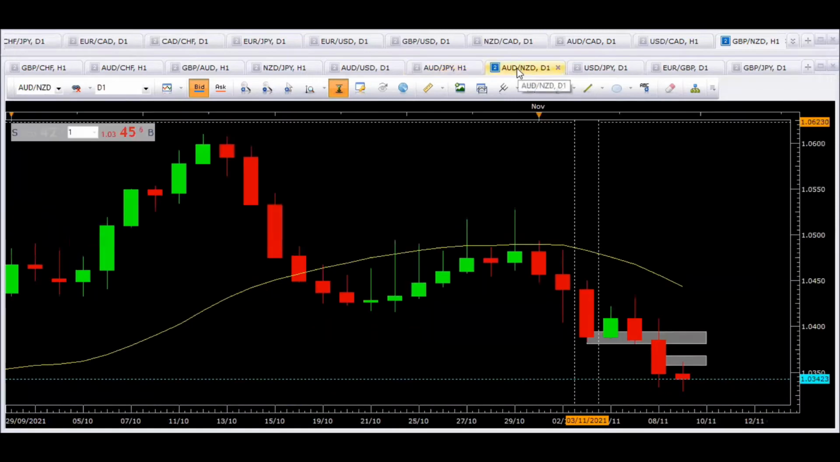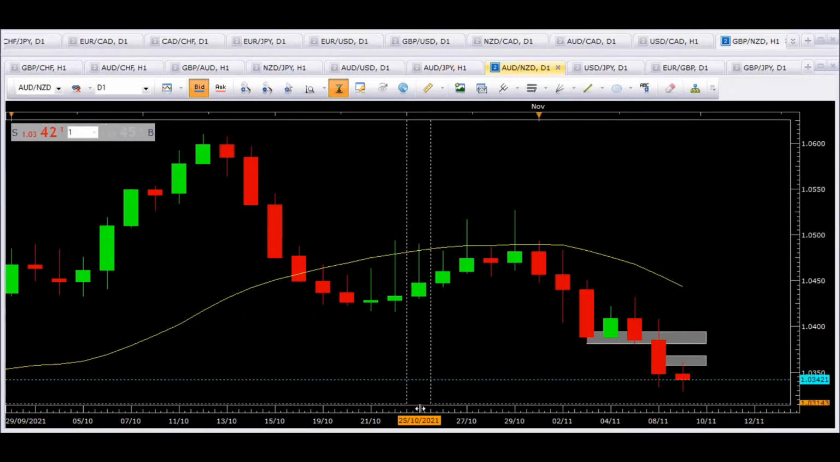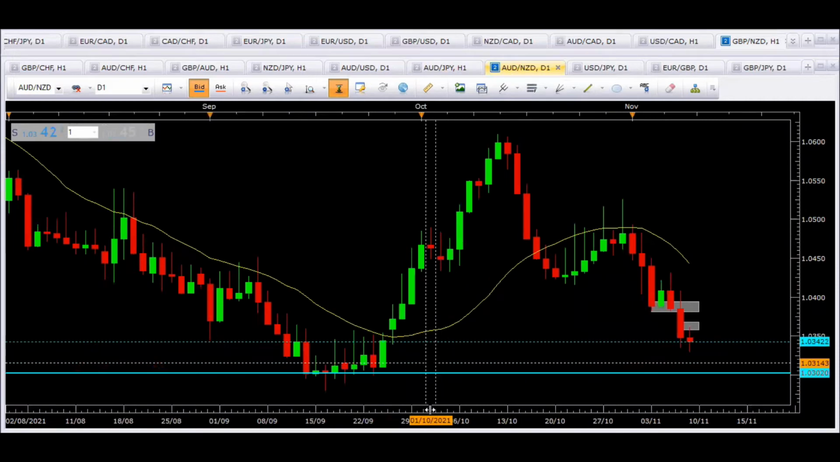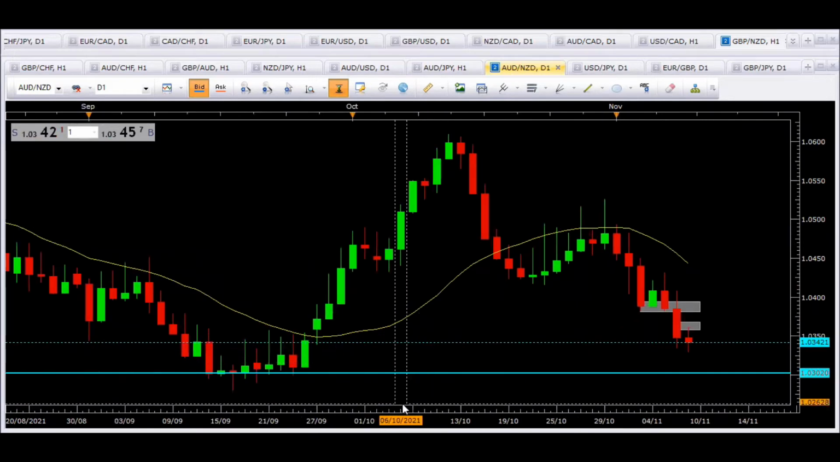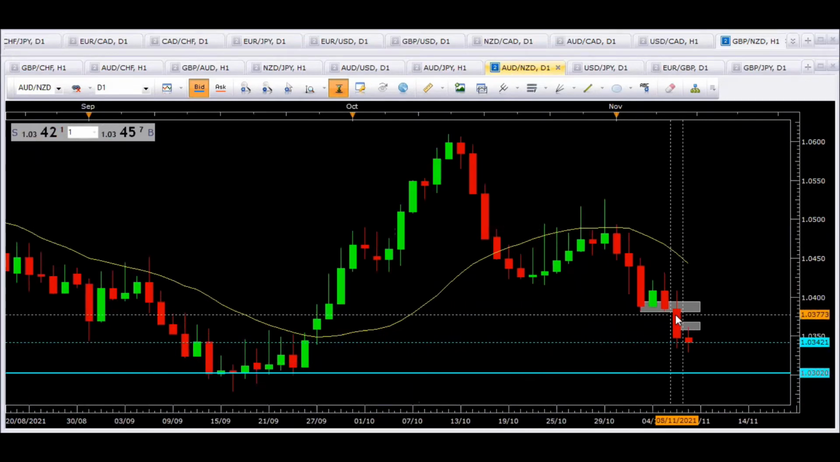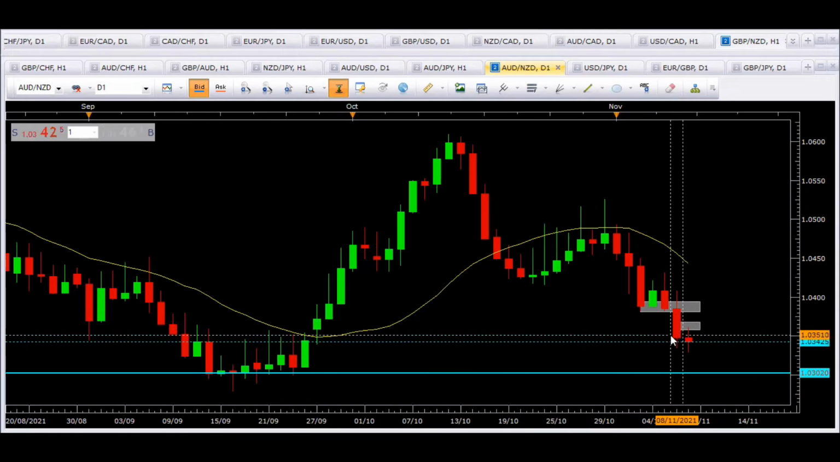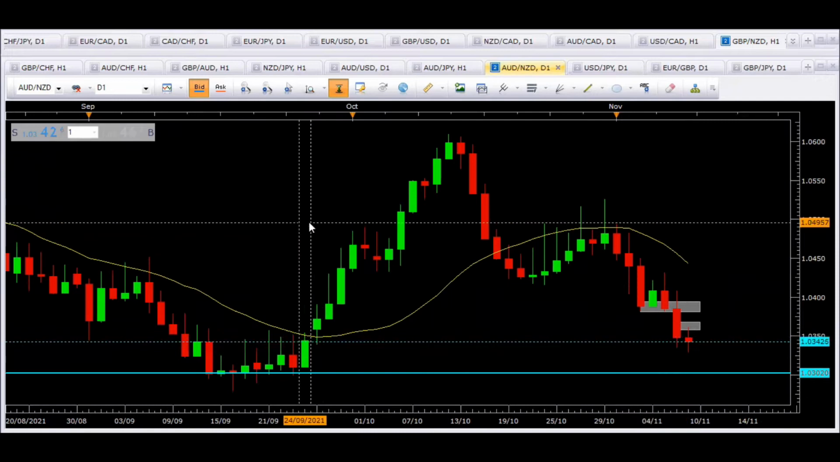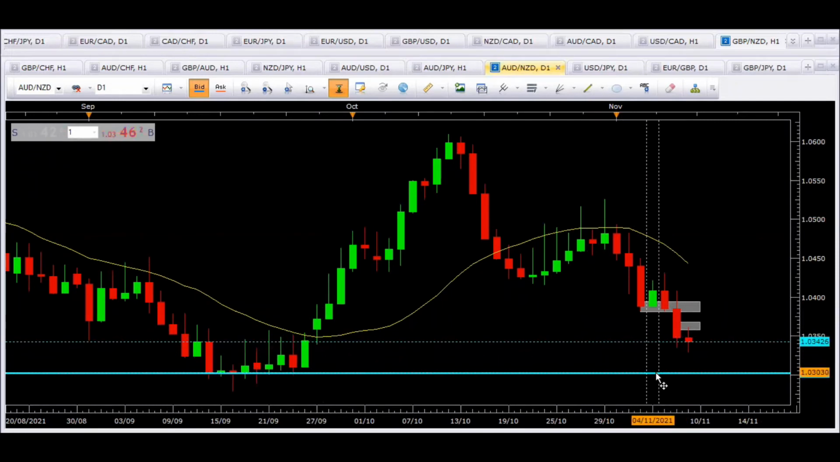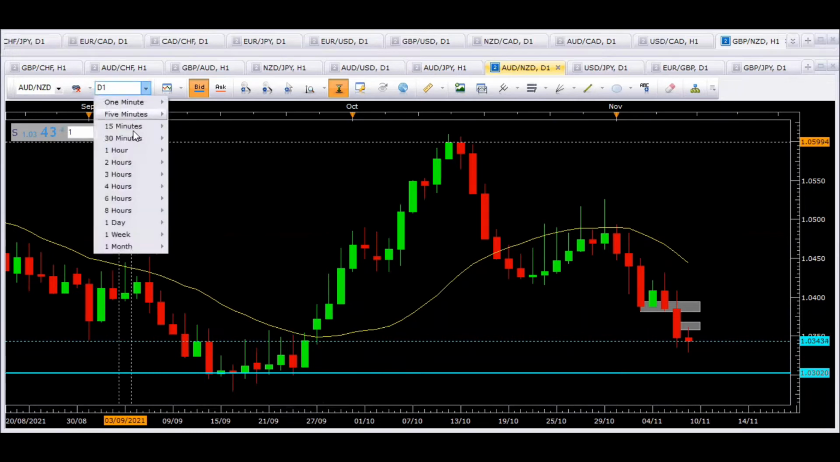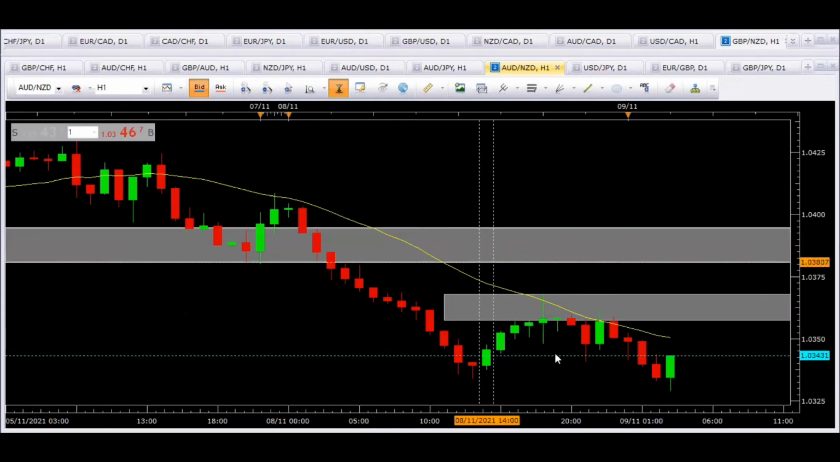Next one, guys, Aussie dollar, New Zealand dollar. Again, we were looking at this from yesterday. We were looking to short this market. And yesterday, again, we had a large bearish candle. Okay, so it hit our target yesterday as well. I'm looking for price to get back all the way down to this blue line here, so the 0300 area. All right, so let's look at H1 for execution.